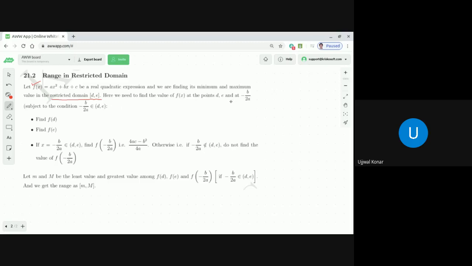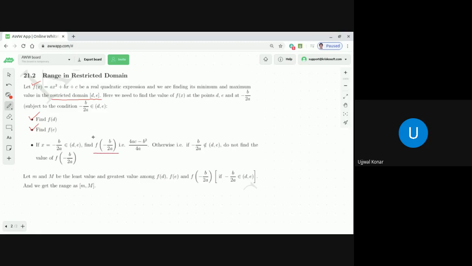We need to first find the value of f(x) at three points. The first point is D, that is f(D) we need to find. The second point is f(E), the other extreme point of the restricted domain interval. The third point depends on a condition. We need to first find the value of minus b by 2a. If this minus b by 2a is in the open interval D to E, then we find the value of f(minus b by 2a).